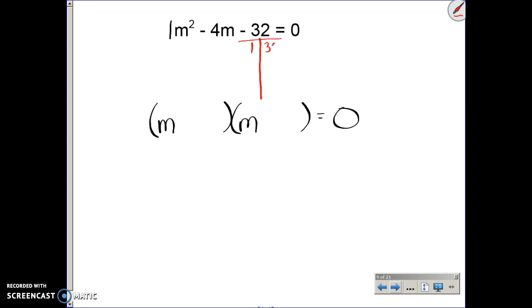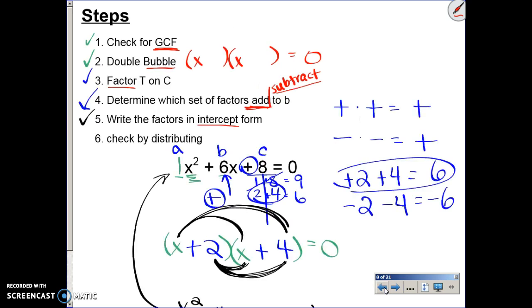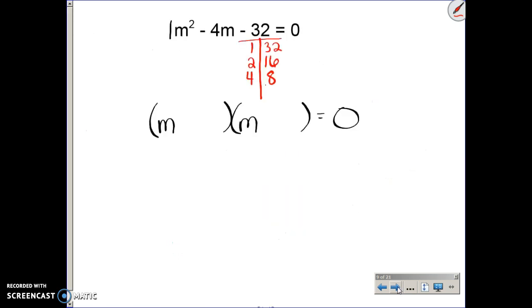1 times 32. 2 times 16, 3 doesn't work, 4 times 8 works, 5 doesn't work, 6 doesn't work, 7 doesn't work, 8 works, but I already wrote that down, so I'm done. Okay, so all I'm doing is going through my steps here.